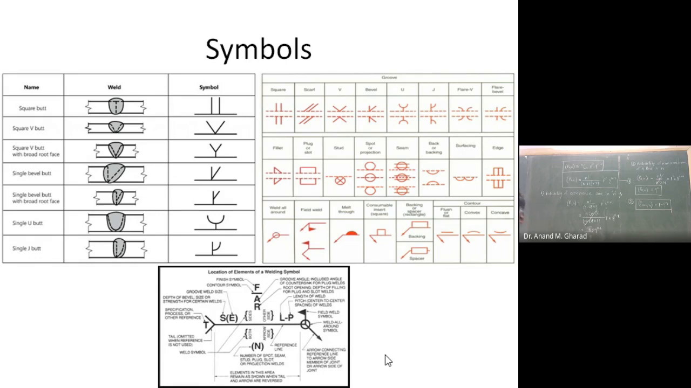that will be represented with the help of a symbol. Once that symbol is known to everyone, it will be convenient to understand, even for a layman, what exactly has been represented at that point. So that is the significance of your drawing, the significance of the arrow and symbol of different types of welded connections.